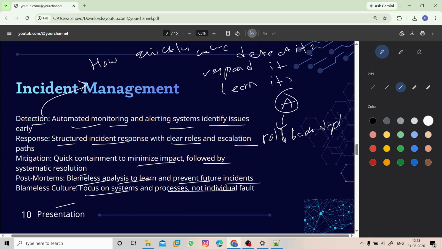So that is the thing we have to do. After that we will do the RCA, root cause analysis. After that, the postmortem, so we have to do a postmortem, which is nothing but an RCA. Blameless RCA culture: focus on systems and processes, not individuals. If person A has done something, we don't want to blame them, we focus on the system and process. That is the thing here.